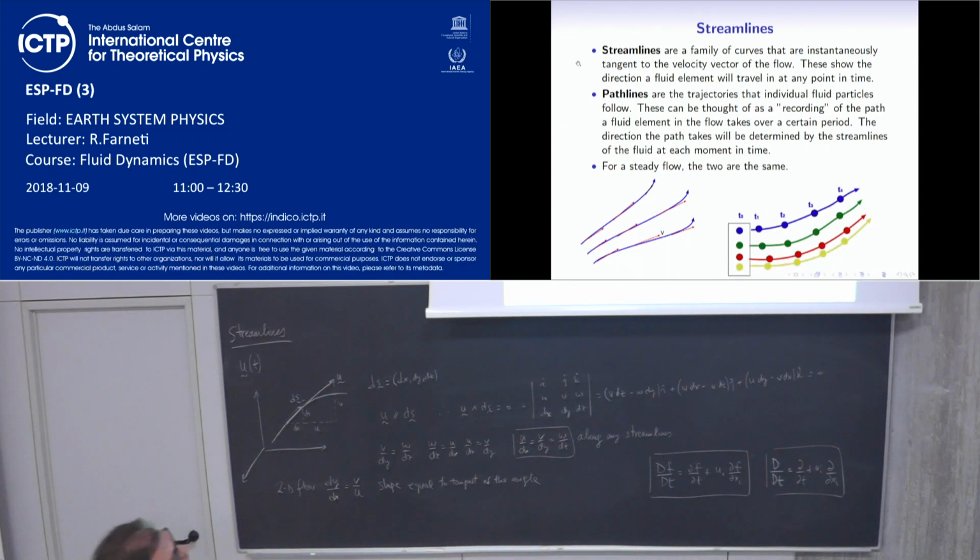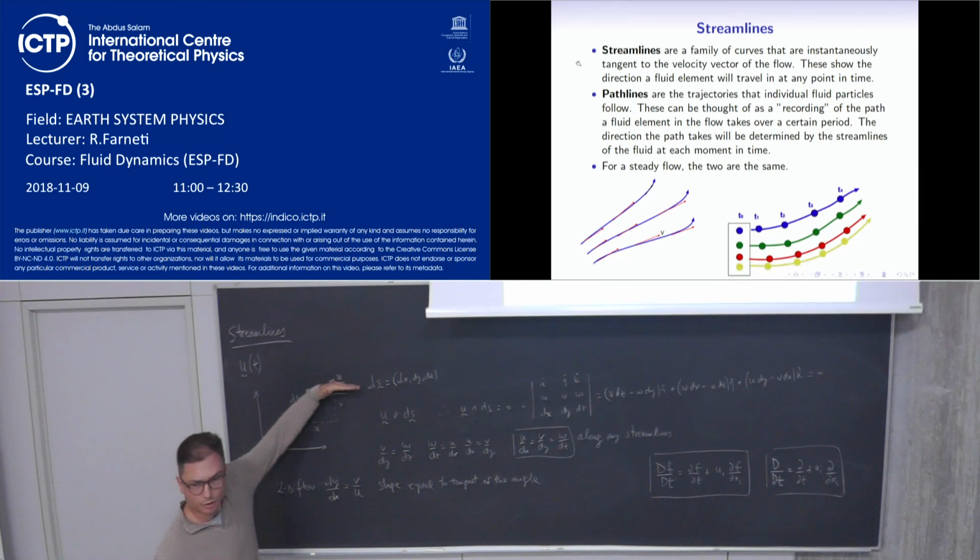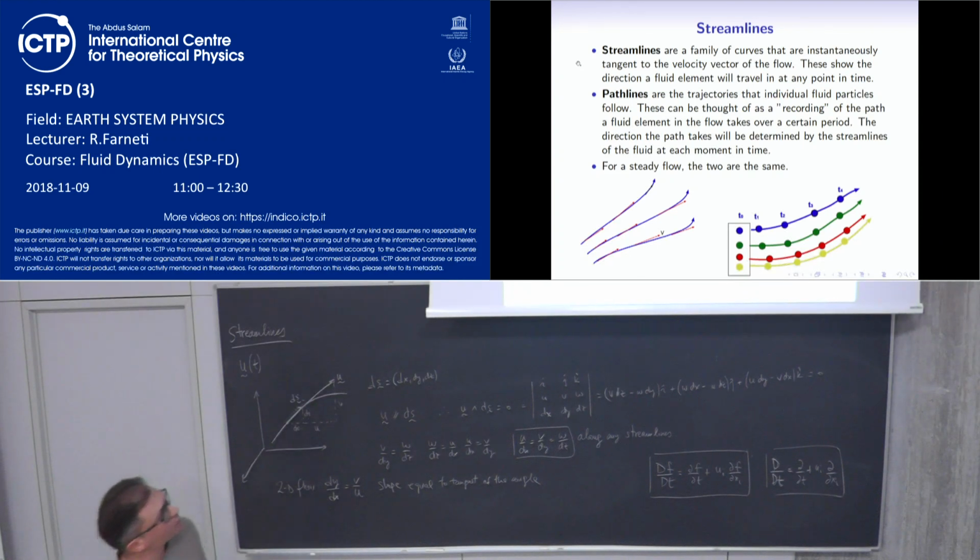Okay, so differences between streamlines and path lines. Streamlines are a family of curves that are instantaneously tangent to the velocity vector of the flow. This shows the direction of a fluid element traveling at any point in time. So this streamline will show the direction of the velocity vector at any point in time. Those are the streamlines. Path lines are the trajectories that any individual fluid particle follows, okay? And those are different from streamlines.